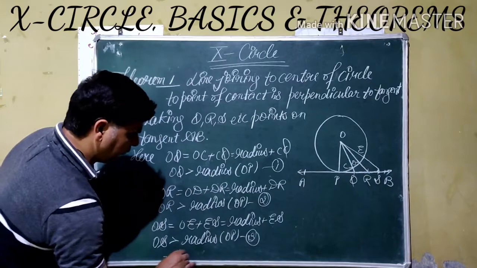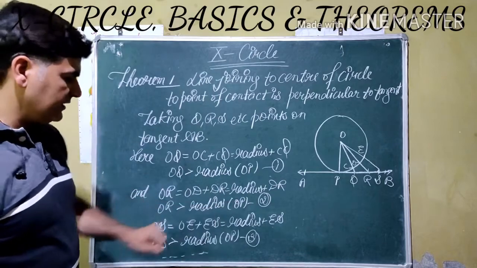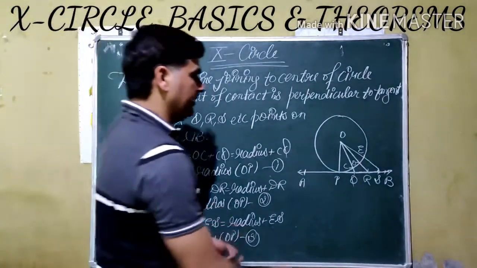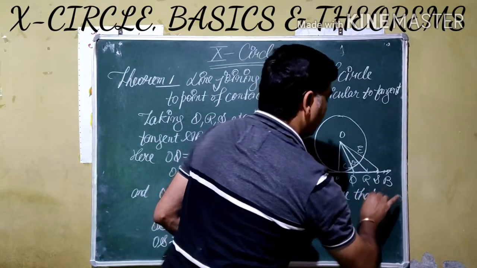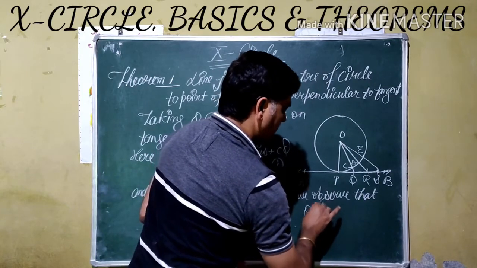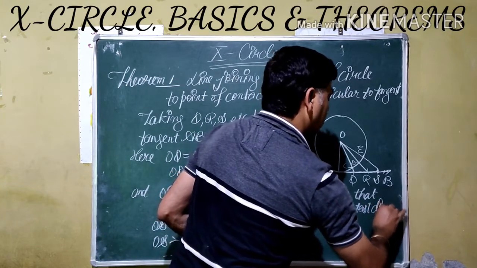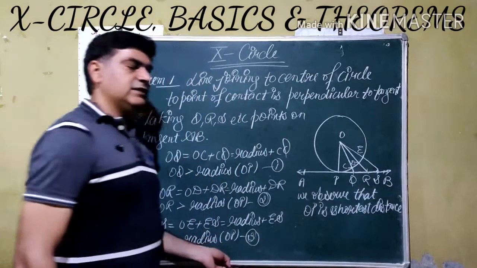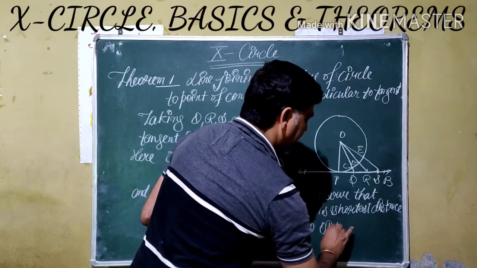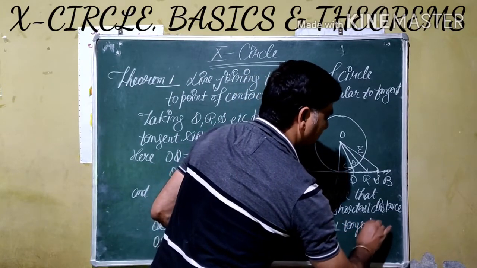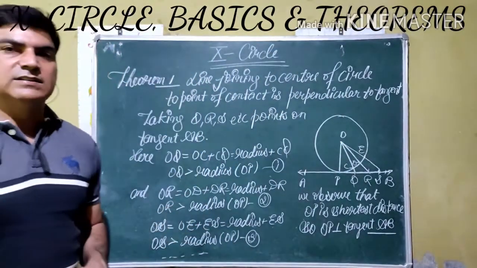If we continue in the same way, what we observe here is that OP is greater than the radius, OR is also greater than the radius, OS is also more than the radius. So we observe that OP is the shortest distance. As we have discussed, the shortest distance is always the perpendicular distance. It means OP is perpendicular to tangent AB. So it proves our first theorem of the chapter Circle of class 10th.